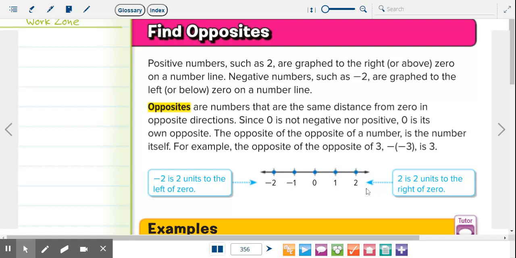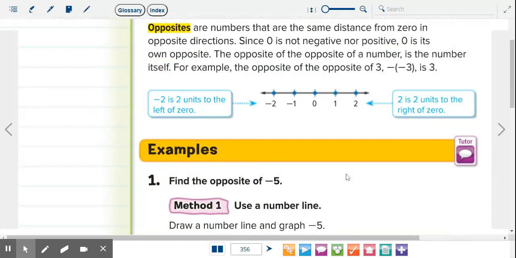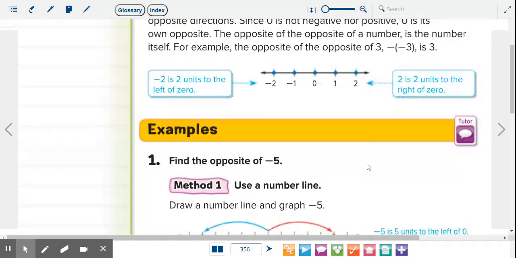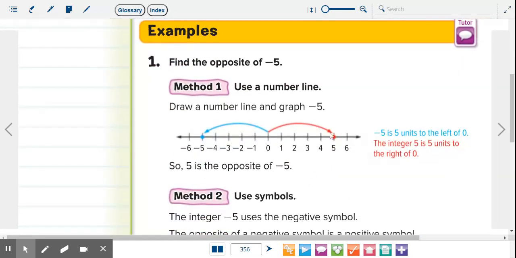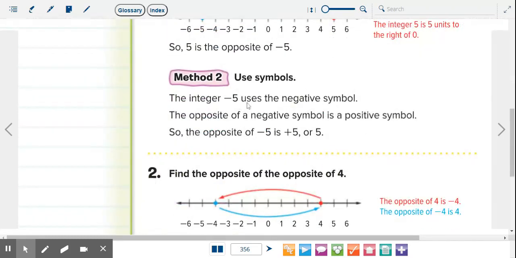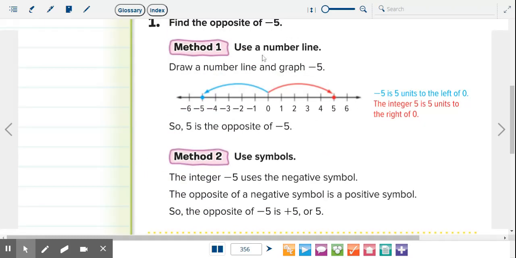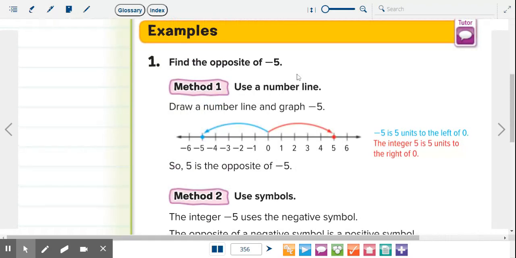Plus 6. That's how opposites work. Okay, so it's just literally how far away from 0 it is. So what would be the opposite of -5? 5. Okay, you can draw out a number line if you need to. That's totally up to you. They also show how you just use symbols, but guys, you should know that the opposite of -5 is +5.